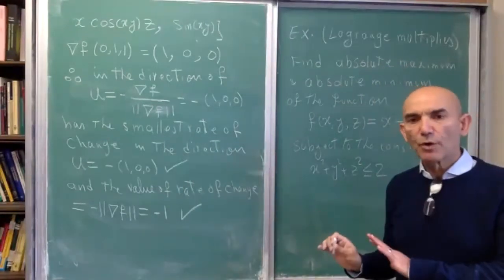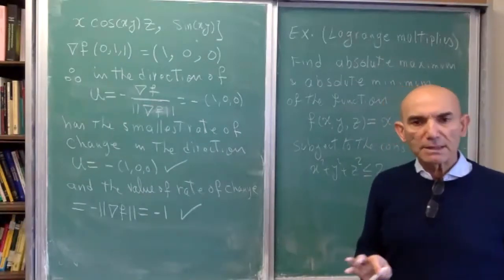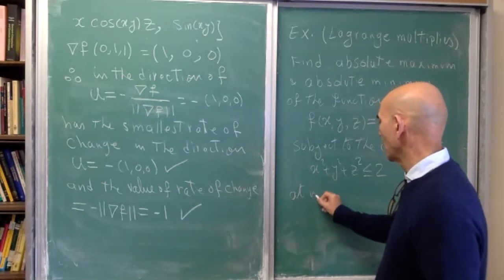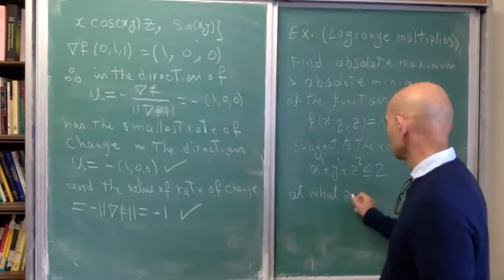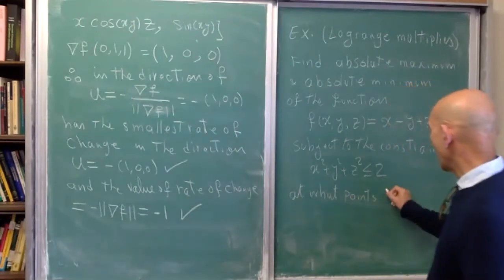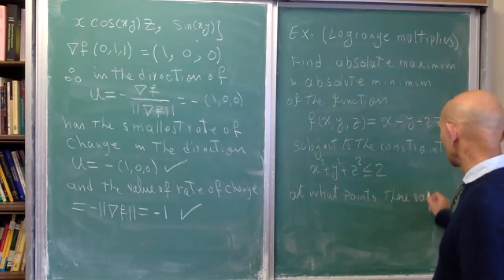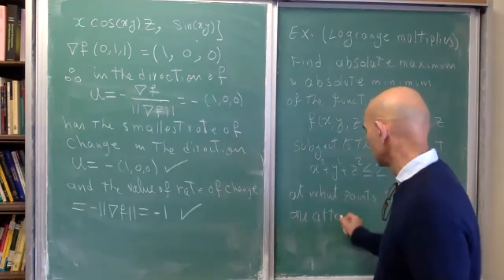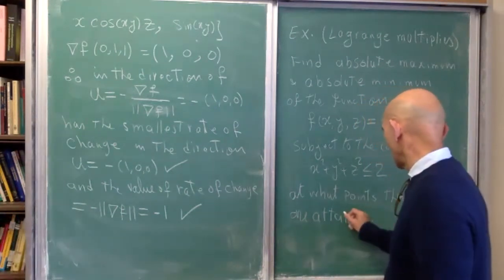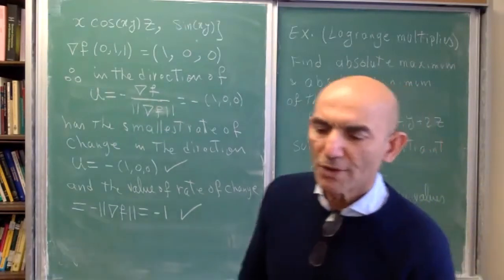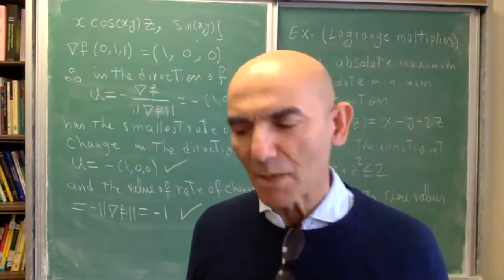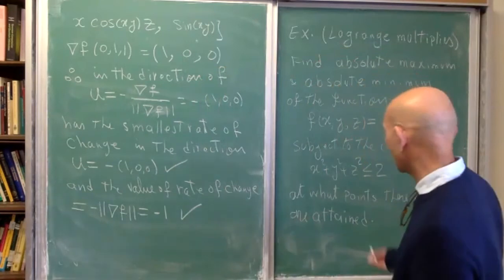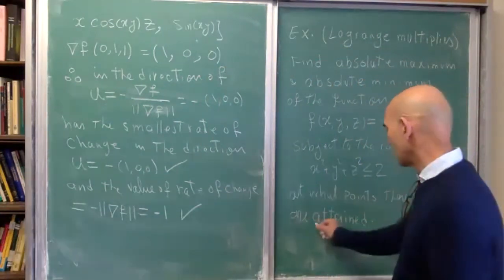But now I'm asking another question after this: at what points do these maxima and minima occur? At what points are these values attained? To say attained is almost like to say obtained, but they are not the same. Attained has a different connotation, but essentially it means the same thing.